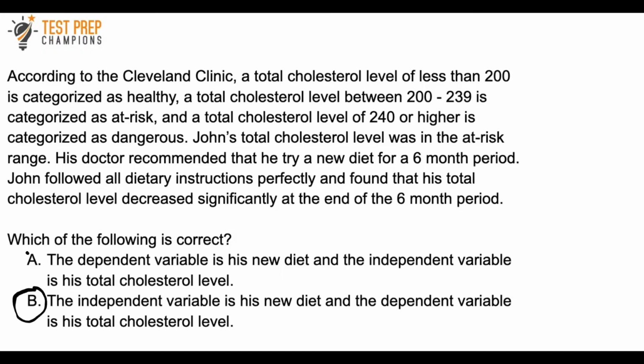So he changed his diet and his cholesterol level dropped, right? So the change in his cholesterol level depended on him following that new diet, right? So the cholesterol level depended on his diet. So the independent variable is his new diet and the dependent variable is his total cholesterol level.